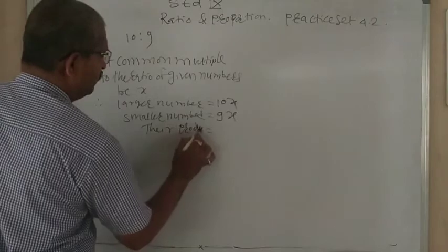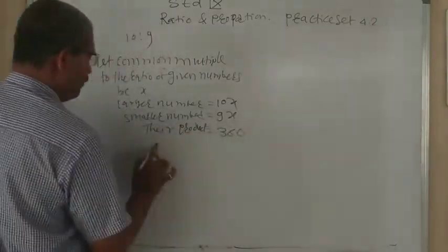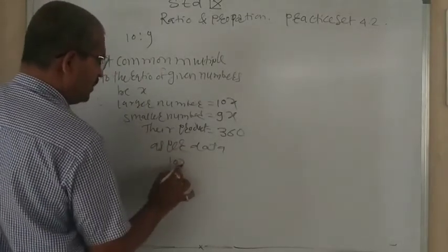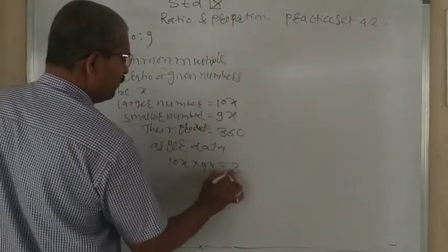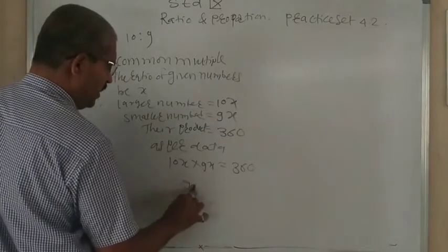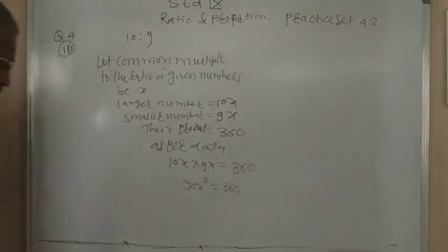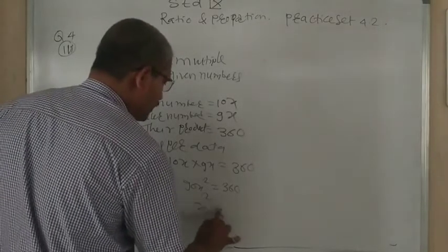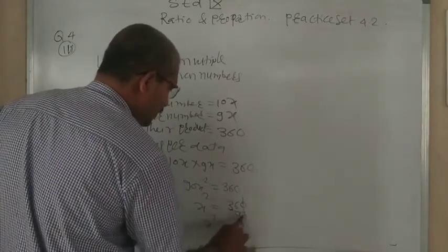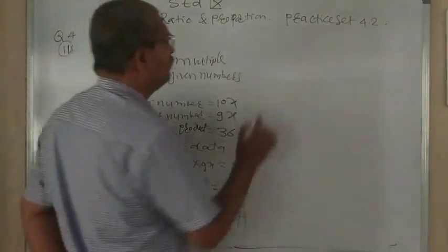Their product is given to you as 360. Therefore, as per the data, the product means 10x into 9x is equal to 360. 10 into 9 is 90, so 90x square is equal to 360. Therefore, x square is equal to 360 divided by 90, 0 cancel, 9 fours are 36. x square is equal to 4.